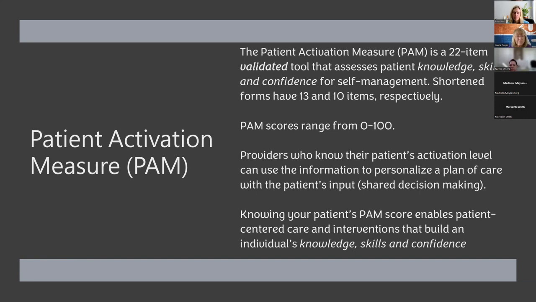There are 2 shorter versions of the original questionnaire with 13 and 10 items respectively. And I'm going to share with you in just a minute the shortened version that has 13 questions. When you score the instrument, the scores will range from 0 to 100 points. Participants are then sorted into 4 different levels of activation.